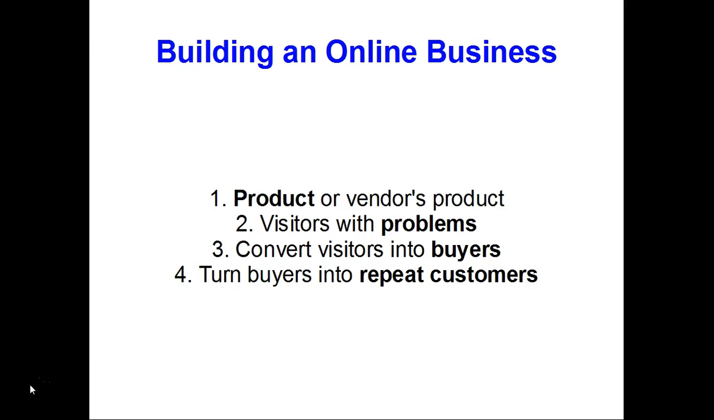First, let's understand why this software can be important for you. Building a successful online business consists of four major pillars. First, you need to have a product or another person's product to sell as an affiliate. Second, you need to get visitors who have problems that your product can solve. Third, you need to convert these visitors into buyers. And fourth, you need to turn your customers into repeat customers that buy more products from you.